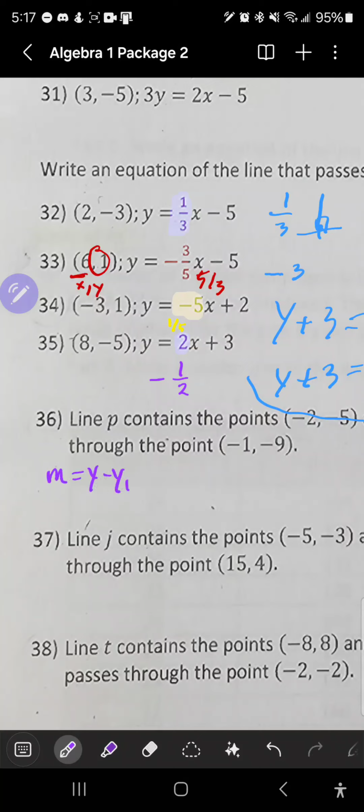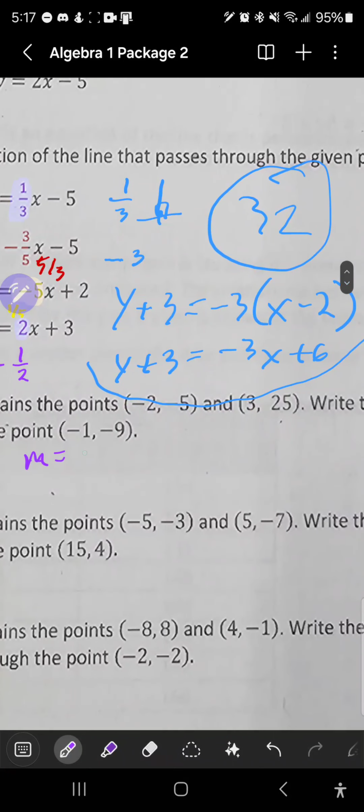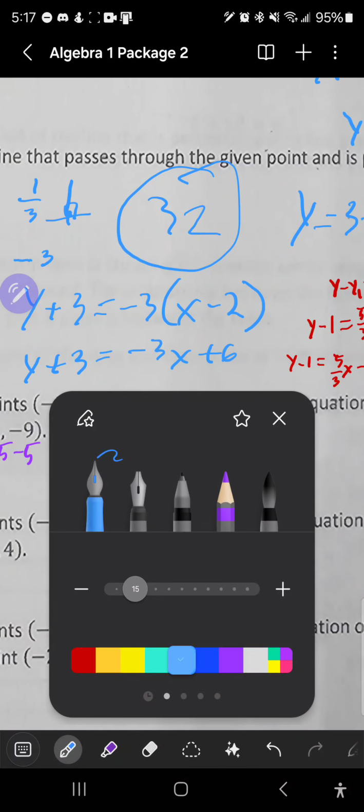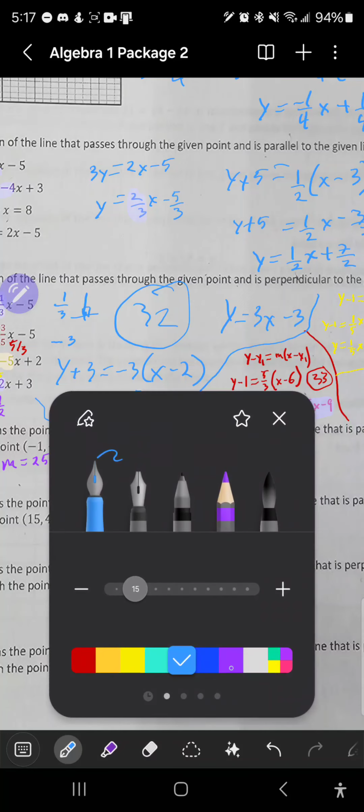y minus y1 over x minus x1. So we substitute our values and we set 25 minus 5. Oh wait, this is a negative. Okay, one second, because then I might get confused later. Okay, perfect.